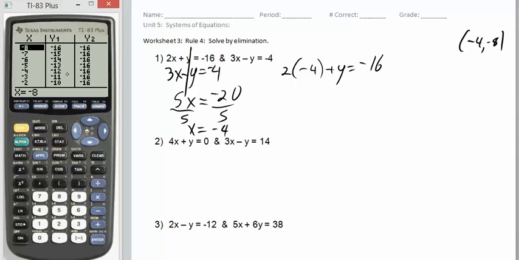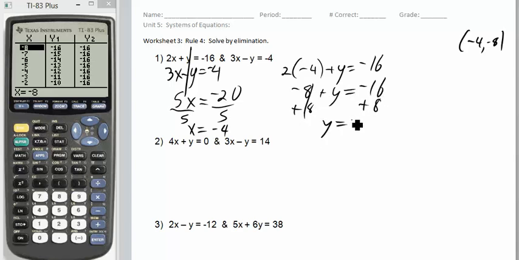But actually, it takes longer to type that in than just to solve it. So we're just going to solve it real quick. So 2 times negative 4 is negative 8 plus y equals negative 16. We need to get y by itself, so I need to do the opposite. Negative 8. And that's our answer.